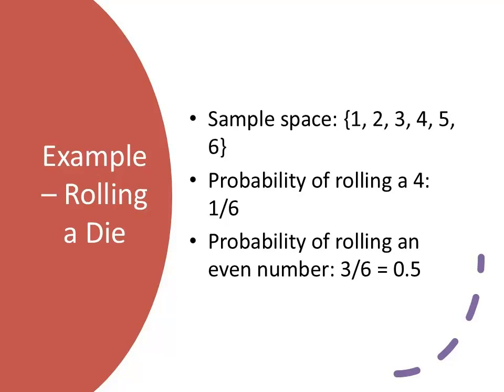Let's make this concrete with a simple example, rolling a standard six-sided die. The sample space, or all possible outcomes, is the set of numbers 1, 2, 3, 4, 5, 6. Now, what's the probability of rolling a 4? Since rolling a 4 is a single outcome, its probability is 1 out of 6. What about the probability of rolling an even number? This is a compound event because it includes the outcomes 2, 4, and 6. There are 3 favorable outcomes out of 6 possible, so the probability is 3 to 6, which simplifies to 0.5.